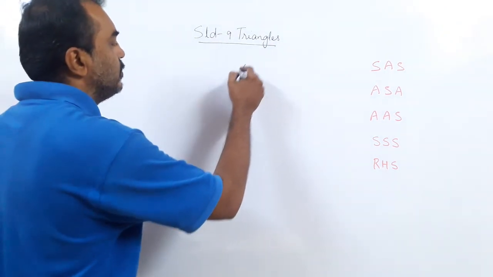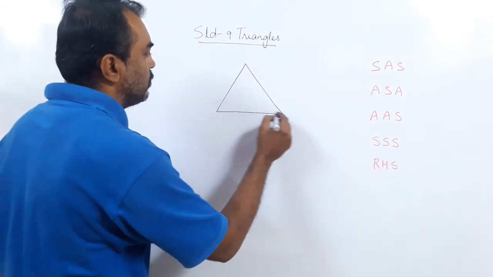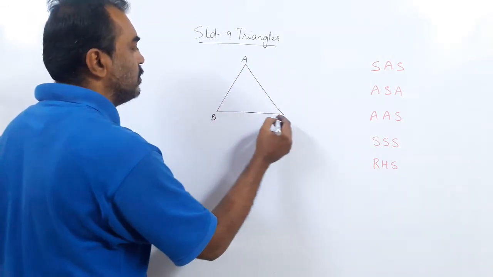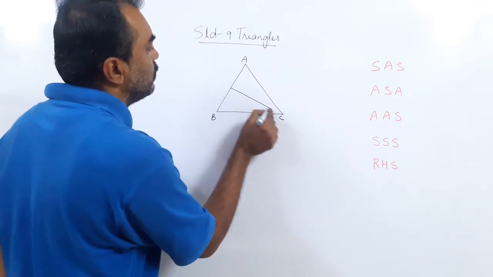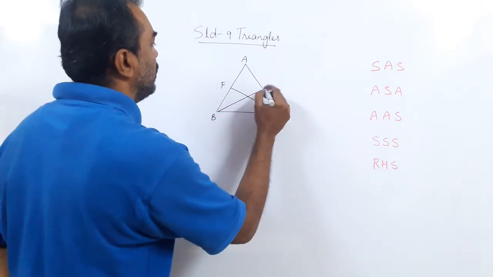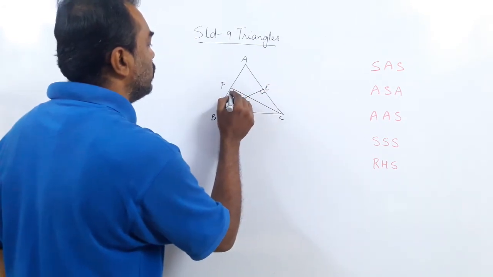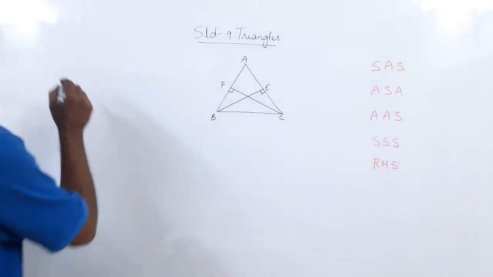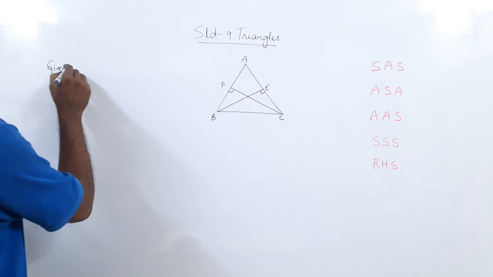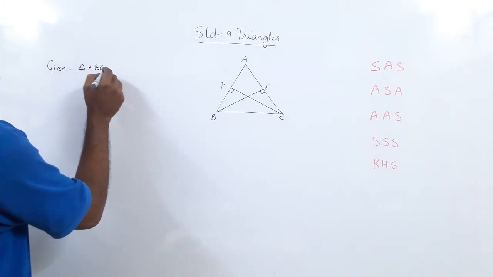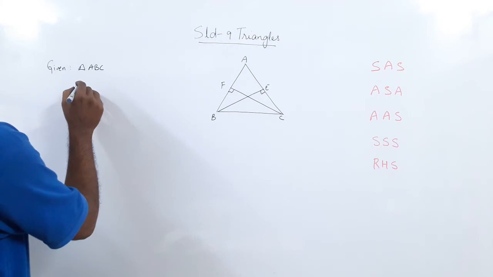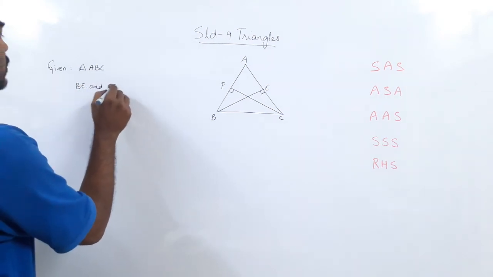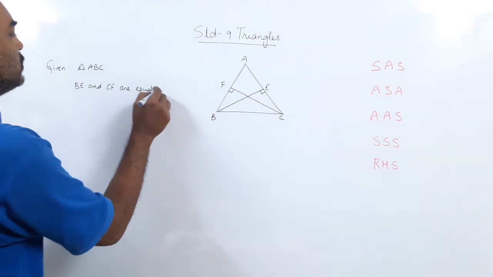We have triangle ABC, and we have altitudes CF and BE. These are altitudes, right? By RHS, we have to show that ABC is an isosceles triangle. Okay, what are we given here? You see, understand this. What are we given? We are given triangle ABC in which BE and CF are equal altitudes.